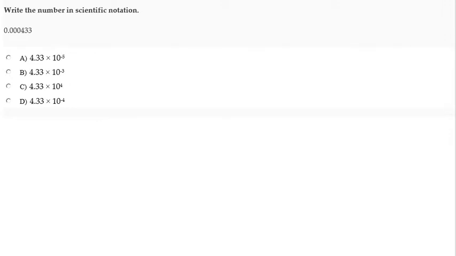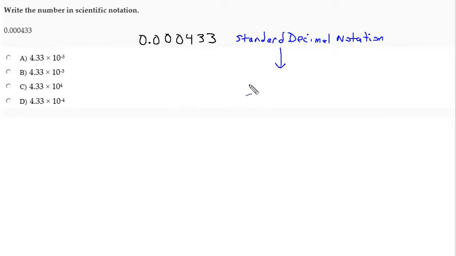Write the number in scientific notation. Now, what we're given here is 0.000433. This is a number given to us in standard decimal notation. What we are being asked to do is convert this from standard decimal notation, the way it's given to us, and convert it to scientific notation.